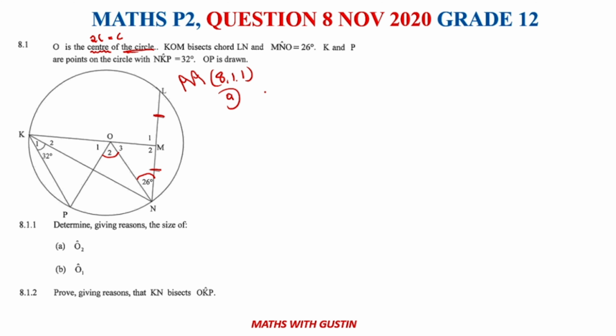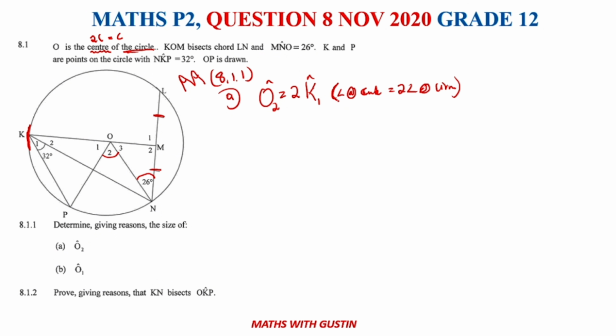Therefore O2 is equal to twice K1. K1 is at the circumference, rather, not N. This is the circumference of the circle, guys. Please, the terminology here is very important. So O2 is twice K1. What is our reason there? Our reason is that angle at center is equal to twice angle at circumference.